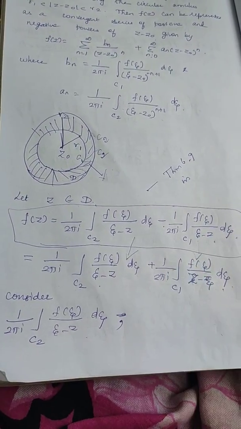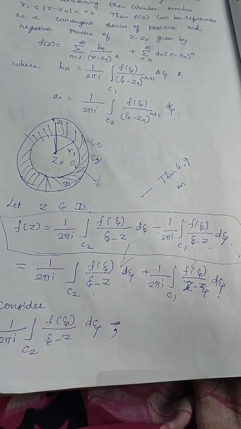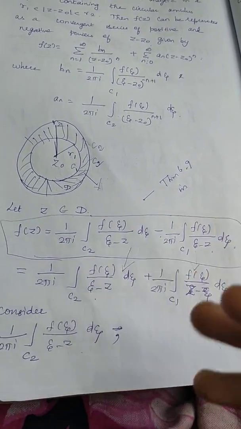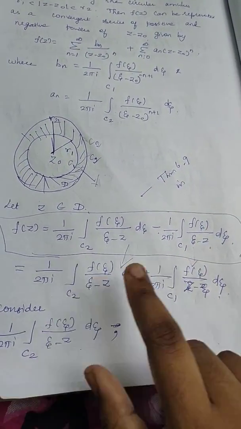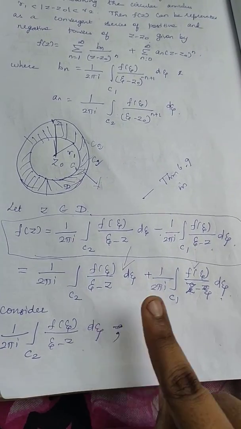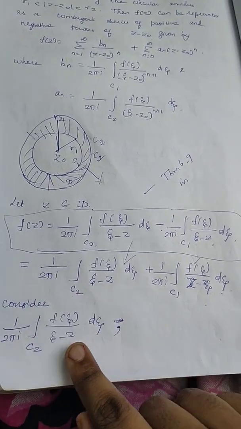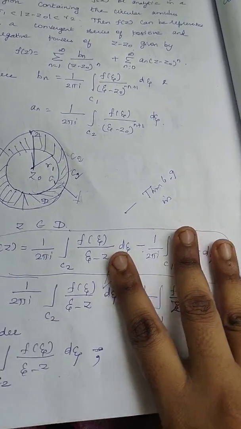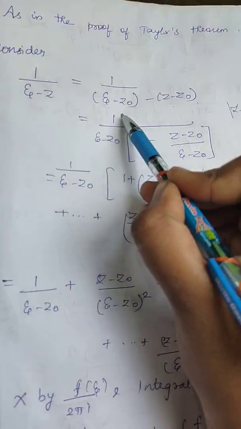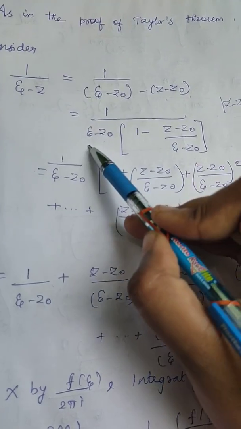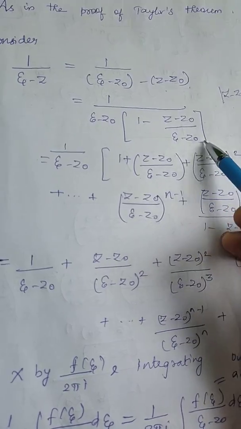So after this step, I'm going to consider this integral separately and this integral separately. If you want, you can actually write and manipulate them together, but now I'm going to consider them separately. So I'm going to first consider this, and then I'm going to consider this. Consider this integral, and within this I'm going to only consider 1 divided by zeta minus z. Add and subtract z naught here, and take 1 by zeta minus z naught outside, 1 minus z minus z naught divided by zeta minus z naught.